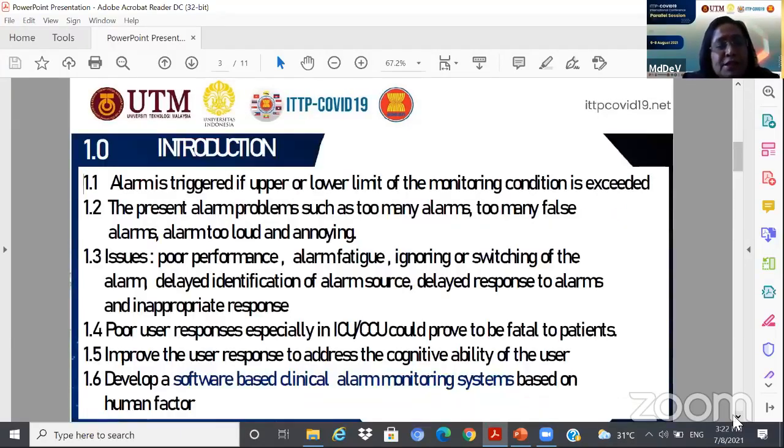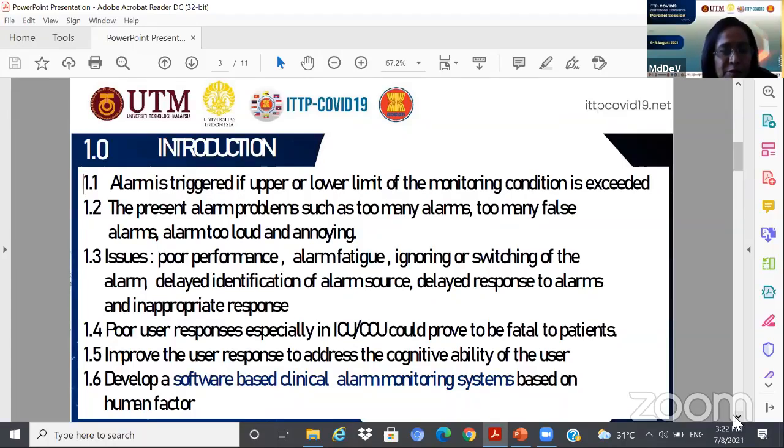To start off is the introduction of the application of alarm systems in medical devices, especially in ICU and CCU. An alarm is triggered if there is any abnormality in the measurements of physiological conditions or therapeutic values, where it senses the upper or lower limit of the monitored condition. When it exceeds the limit, the alarm is triggered.